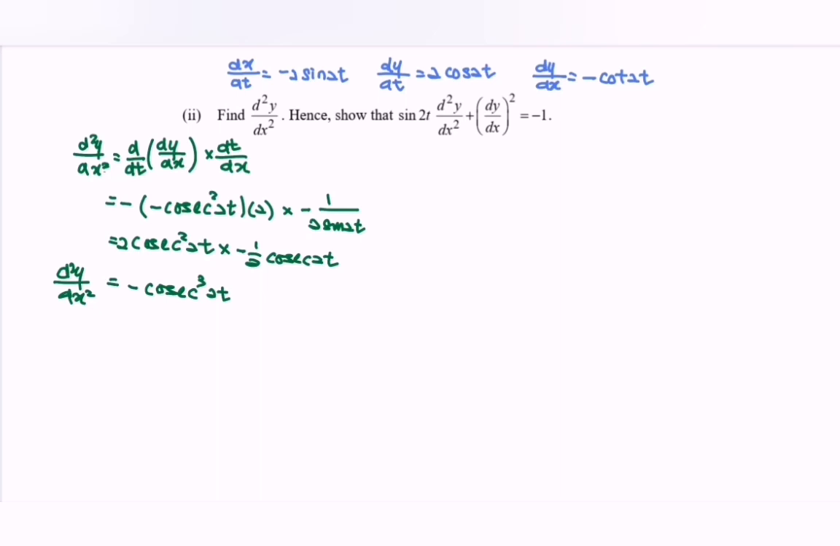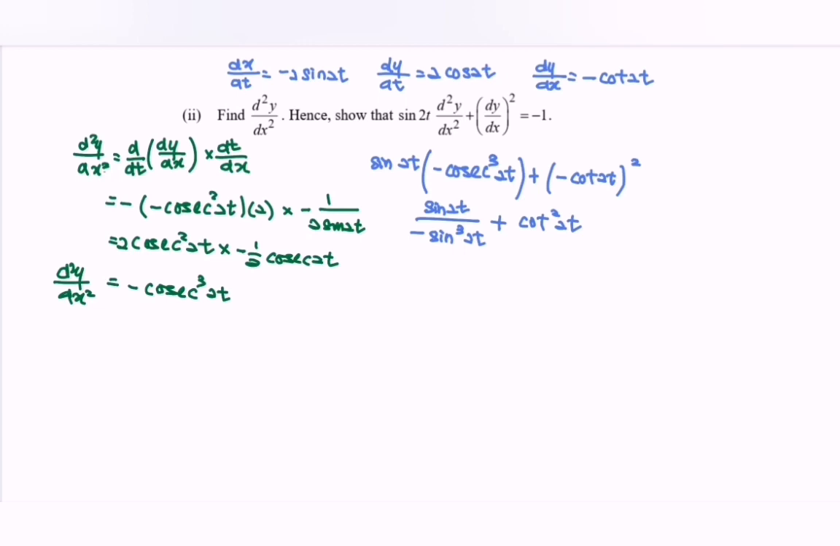Hence, show that sine 2t multiplied by the second derivative plus the first derivative squared is equal to negative 1. So substitute: we have sine 2t multiplied by the second derivative, negative cosecant cubed 2t, plus the first derivative, negative cotangent 2t, in brackets squared. Please simplify. We have sine 2t times negative 1 over sine cubed 2t, plus cotangent squared 2t.